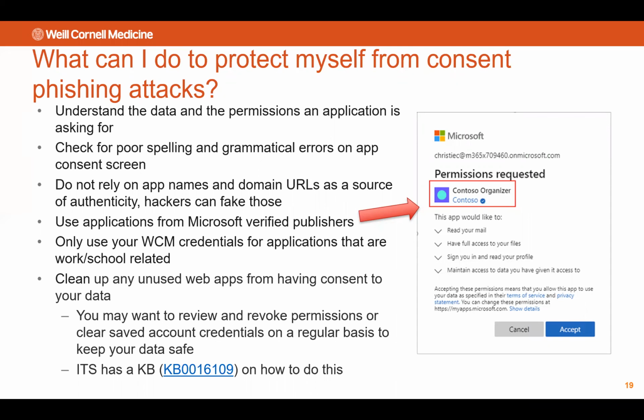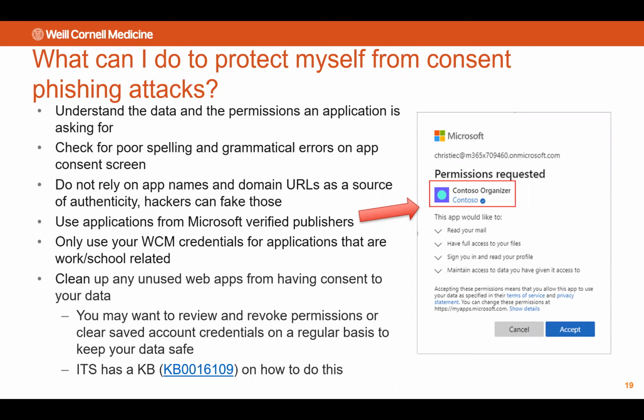Don't rely on app names and domain URLs as a source of authenticity. Hackers can fake those. A good rule of thumb is that applications from Microsoft verified publishers are best to use since they've been verified by Microsoft, and they have a little blue check mark on their name like this one does here. Only use your Weill Cornell credentials for applications that are work or school related. If you do need to use one of these third-party apps and consent to the permissions they're asking for, definitely use your Weill Cornell account only for applications that are for school or business purposes.